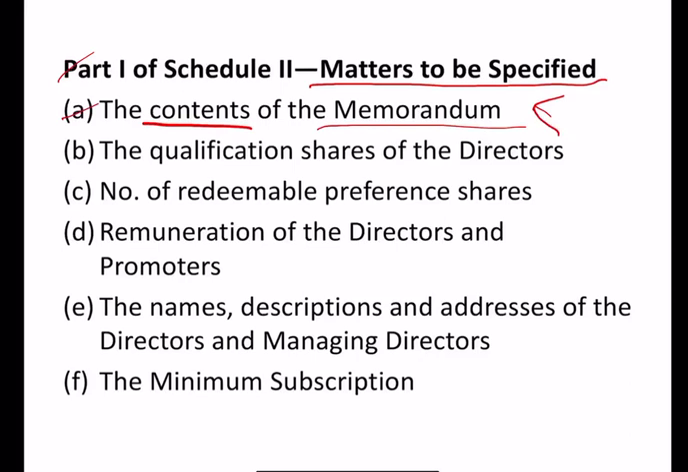Coming to the second one, the qualification shares of directors. What do you mean by qualification shares of directors?